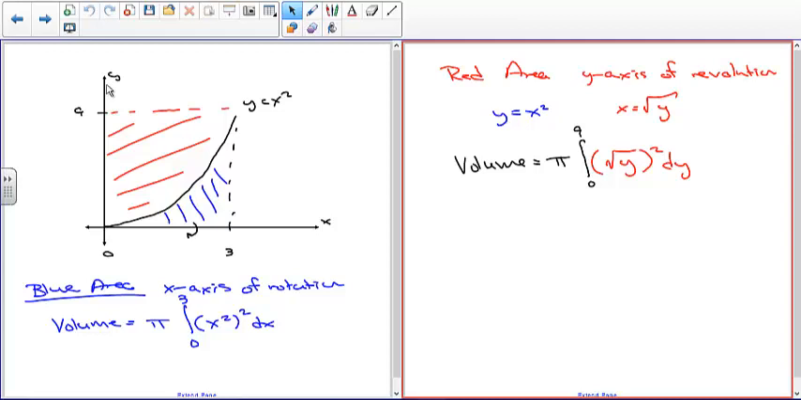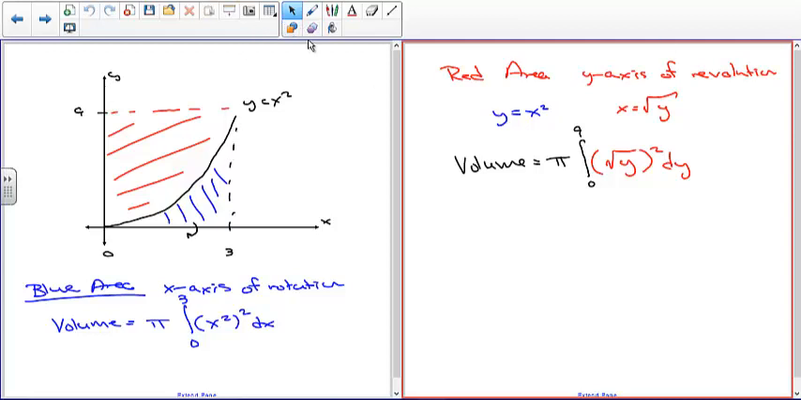Now, the other case was looking at the red area, which was this same curve, but rotated around the y-axis. In that case, you had to take the equation y equals x squared and make it a function of y instead of a function of x. So that's where we get x equals the square root of y. And because we're integrating with respect to y, we have to use the y limits, which is from 0 to 9. And the radius is the actual radius. So let me just draw that in there.